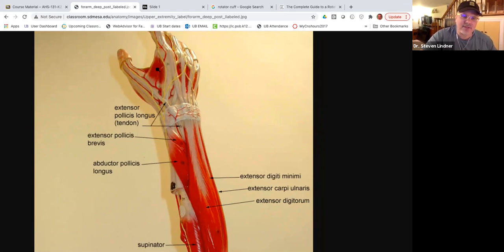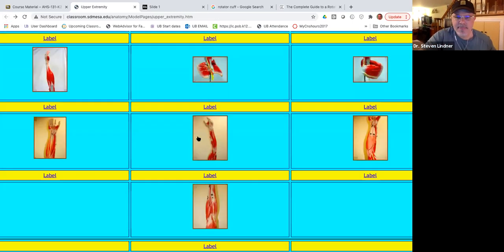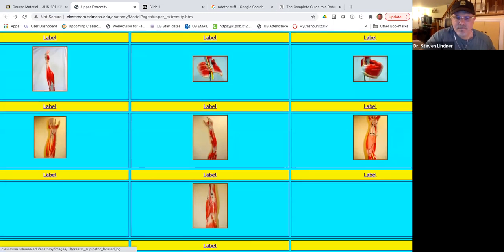Here's your adductor pollicis, the web between the thumb and the index finger or the pointer finger. That's called the adductor pollicis. It makes up the web of the finger. When it contracts, it pulls your thumb to midline, which is called adduction.